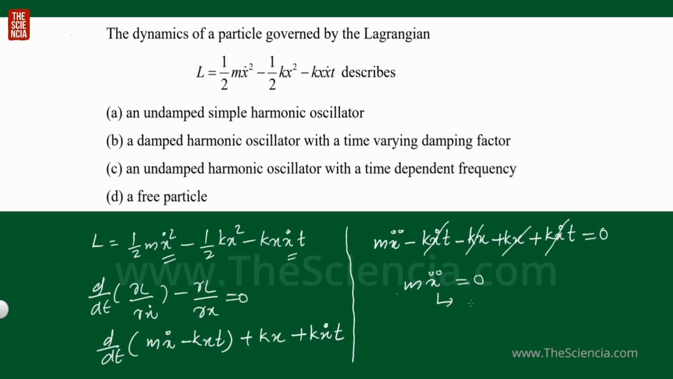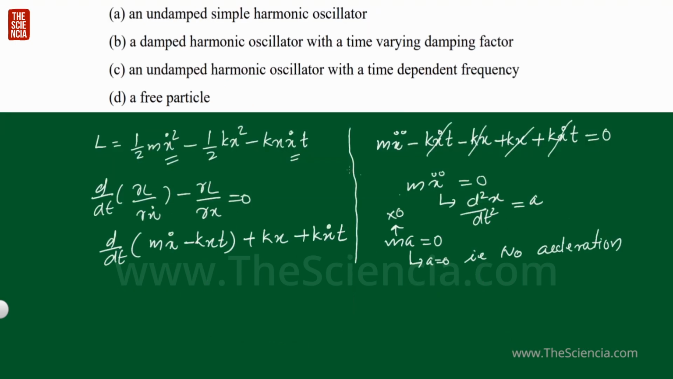What is this double dot? That is d square by dt square of x, that is nothing but acceleration. That is m a equal to 0. Here we know the particle mass can never be 0, so m is not equal to 0. Then a will be equal to 0. That is, there is no acceleration. In the options, they have given harmonic oscillator and free particle.